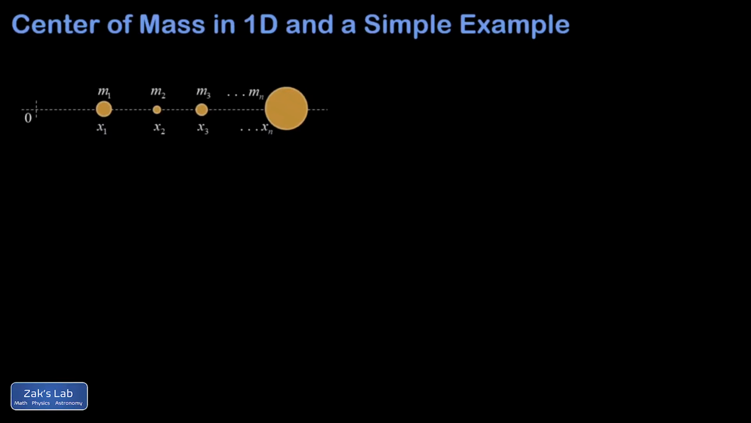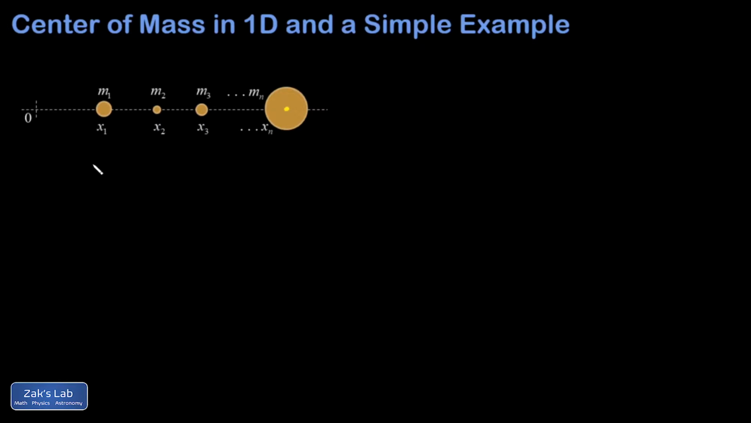This is a quick introduction to center of mass in one dimension. And the way you can think about center of mass is that it's a weighted average of the positions of all the masses. And what I mean is that where you have a larger mass, the center of mass should be closer to that. Where you have smaller masses, the center of mass should be farther away from that.